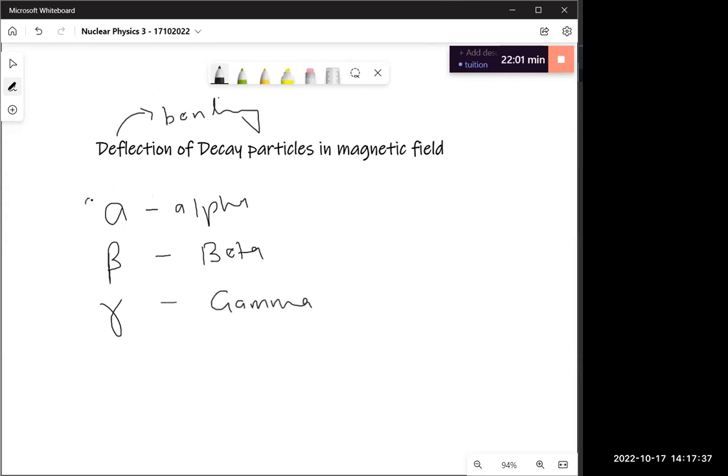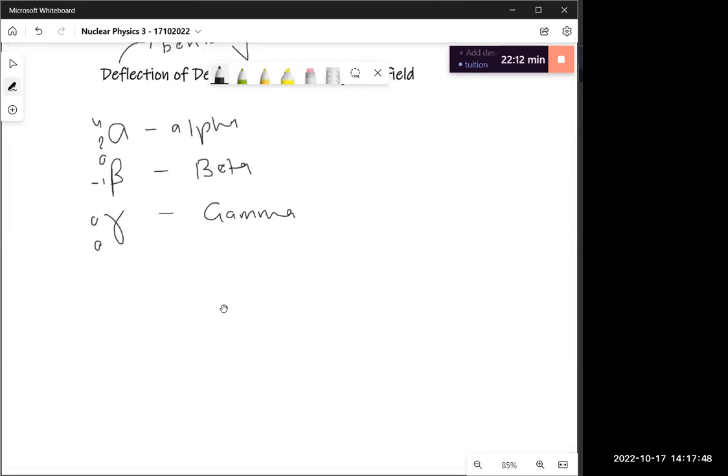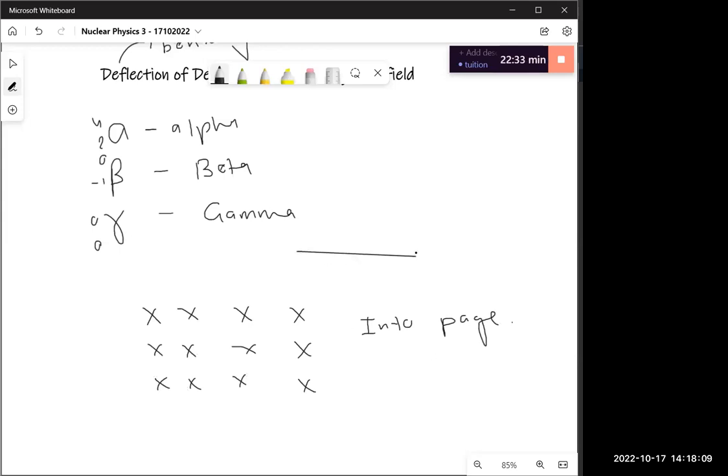I'll also write the names here. This is 0, this is 4, 2, this is 0, minus 1, 0, 0. Fine. Now we have these particles here. And now I'll also show you a magnetic field. We have two kinds of magnetic fields. First, you have something like this going into the page. What is it? Look, it looks like an arrow.